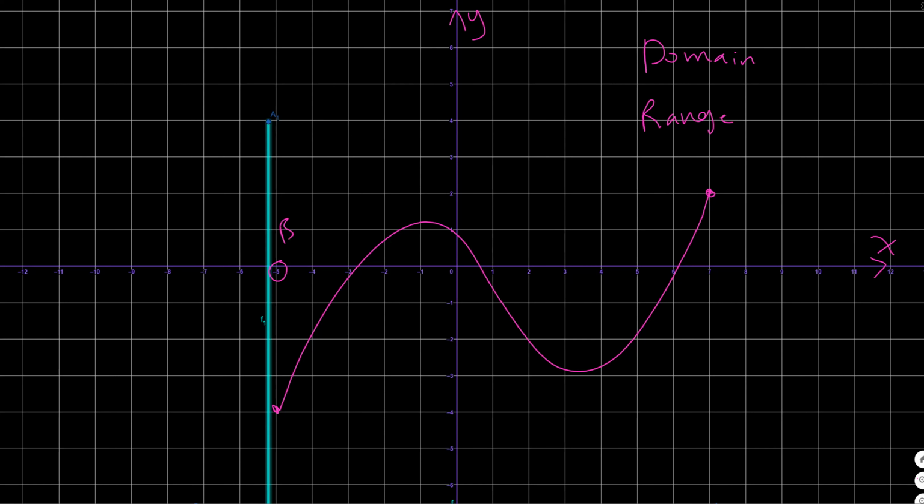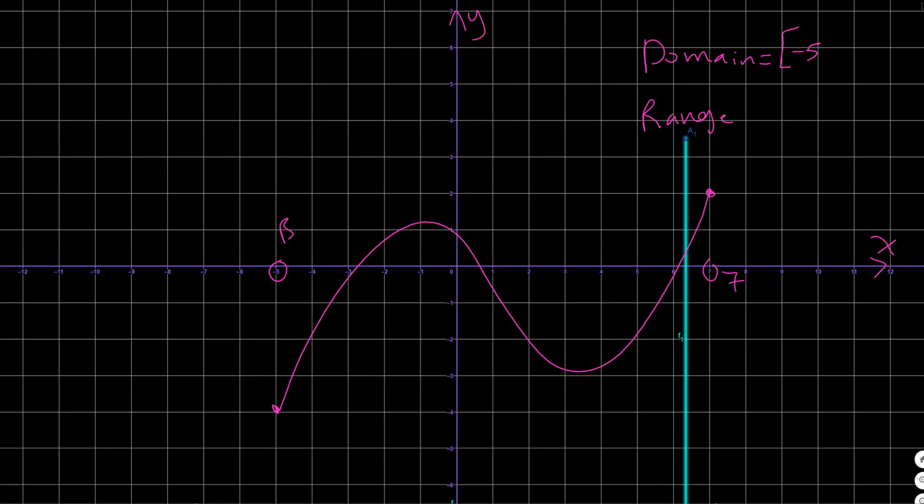Good. Now I continue moving here till the last point. I'm moving from left to right when I'm finding the domain. Where is the last point here? This is the last point. So the last point is when x equals what? It is when x equals 7. So that means the domain is from -5 to 7.